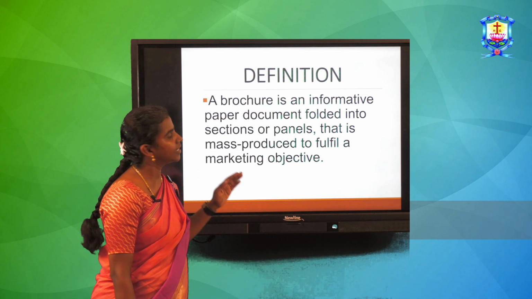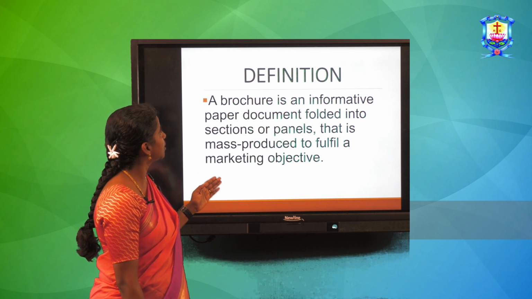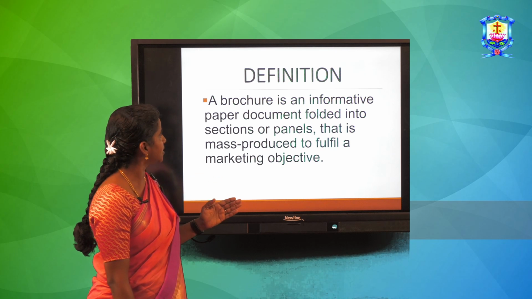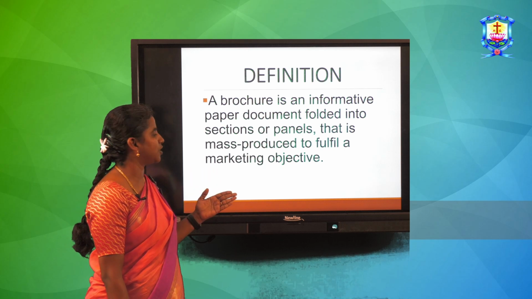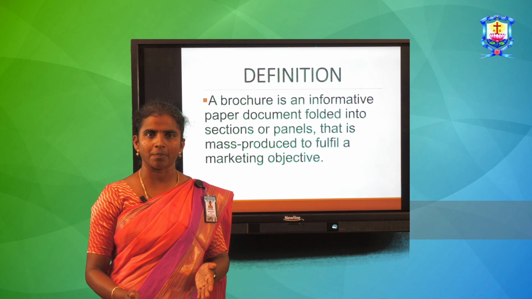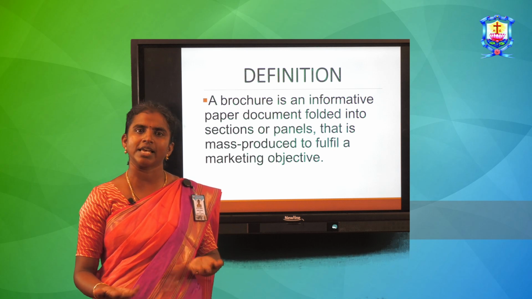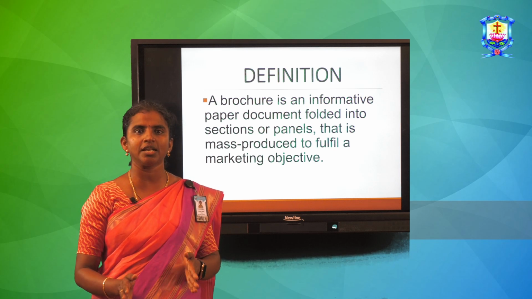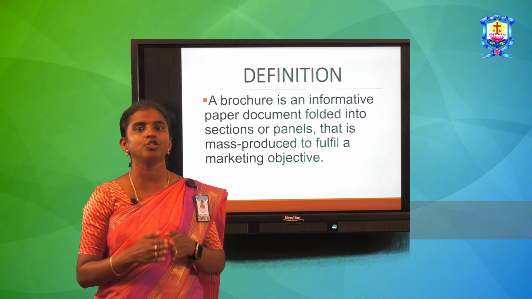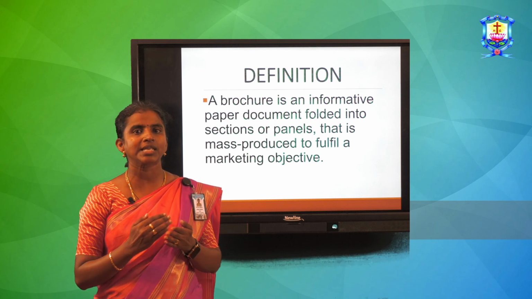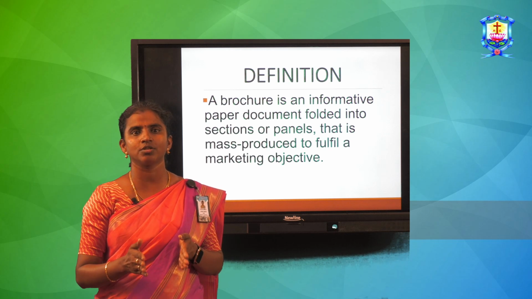So the exact definition of brochure is, it is an informative paper document folded in sections or panels that is mass produced to fulfill a marketing objective. Brochure, in the sense, it is a paper. That doesn't mean it should be only a plain paper. It can be A4 size, A5 size, A3 size. You can fold A4 size into 3, into 2, into 4, you can even use a Z fold or a double parallel fold. Everything you can use in a brochure.